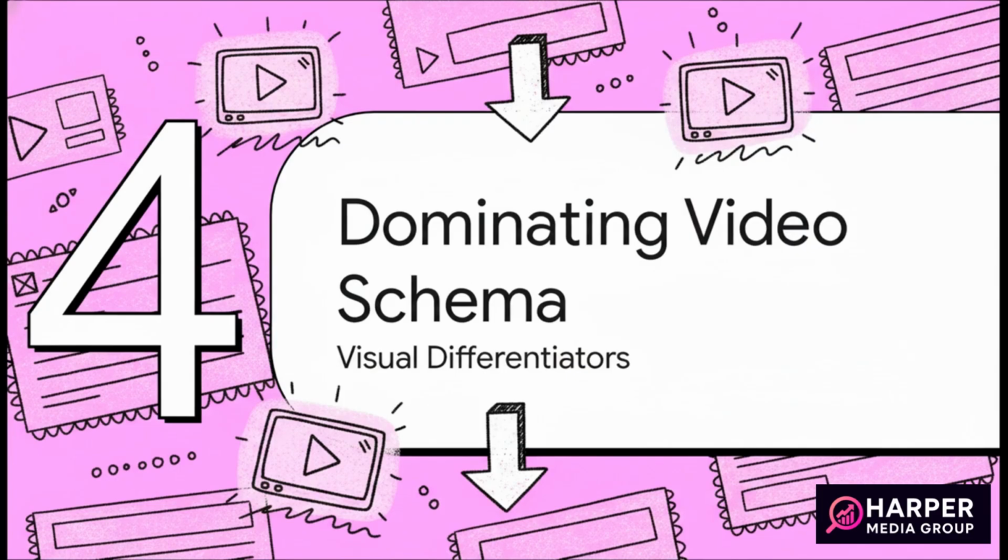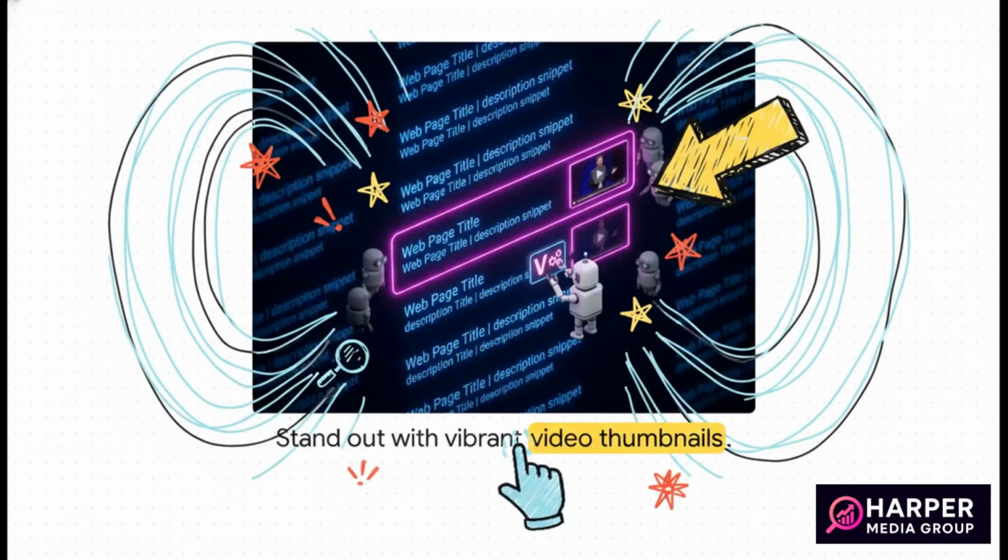Finally, Section 4, dominating with video schema. Video object markup creates a massive visual differentiator in standard text results. Think about it. When you're lost in a sea of plain blue text links, a vibrant video thumbnail is an absolute magnet for clicks. More importantly, if you host your own videos rather than offloading them to YouTube, adding video schema is effectively the only way to make them visible in Google's video search index.